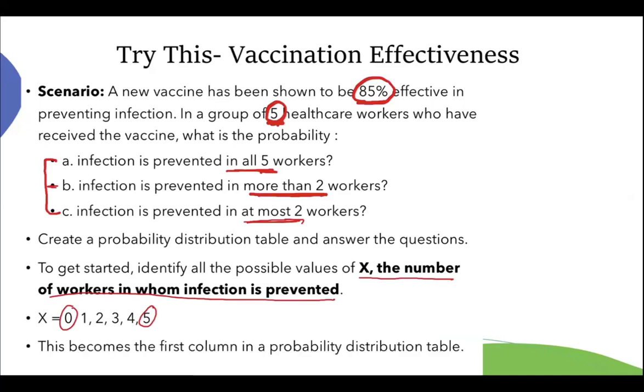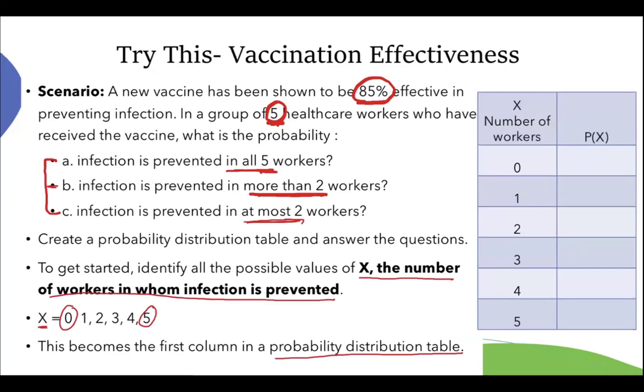Okay, so we're going to build the probability distribution table where the column of x goes from 0 to 5. X represents the number of workers, and we're going to do 0, 1, 2, 3, 4, and 5. P of X, we're going to get by using binomial probability on the calculator. I will do the first couple with you, and then you can pause the video and fill in the rest of the values in the table.